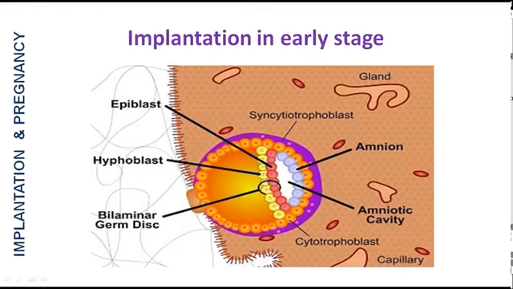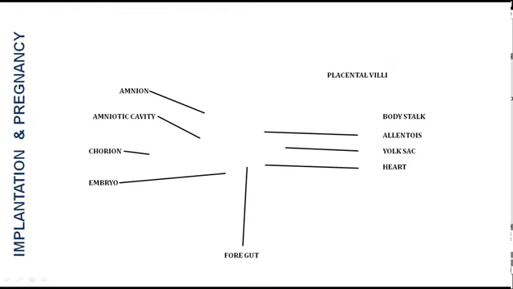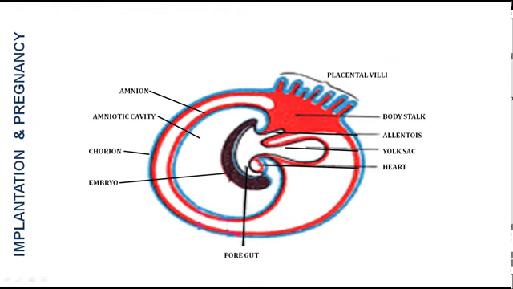This is a detailed diagram showing the trophoblast inside the wall of endometrium and the embryoblast is outside in this region. Now the trophoblast forms two layers, one is hypoblast and another is epiblast. This upper part is epiblast and lower part is hypoblast. Gradually it develops into amnion and chorion.